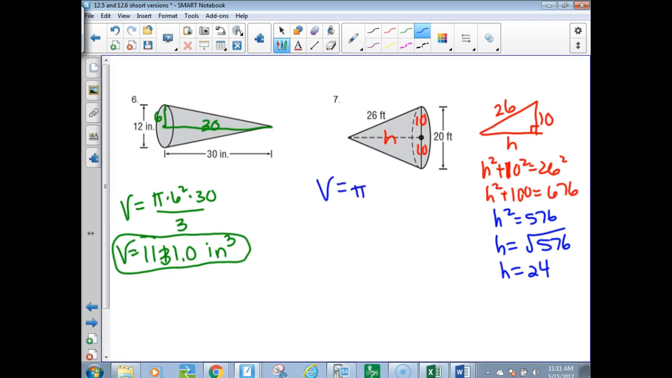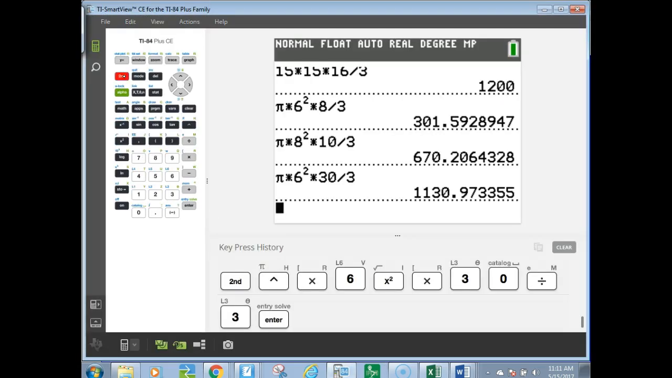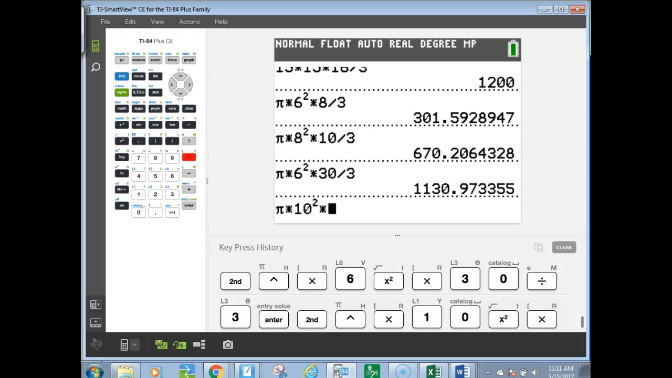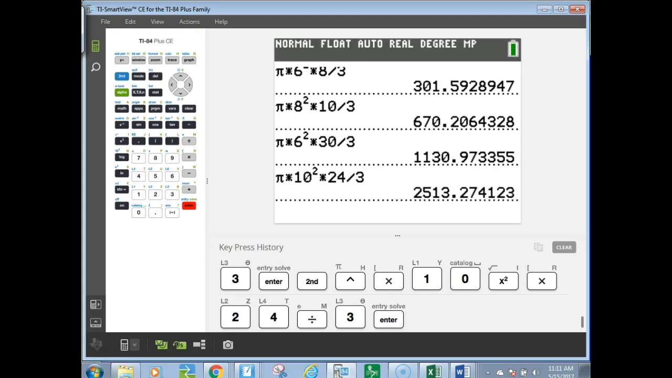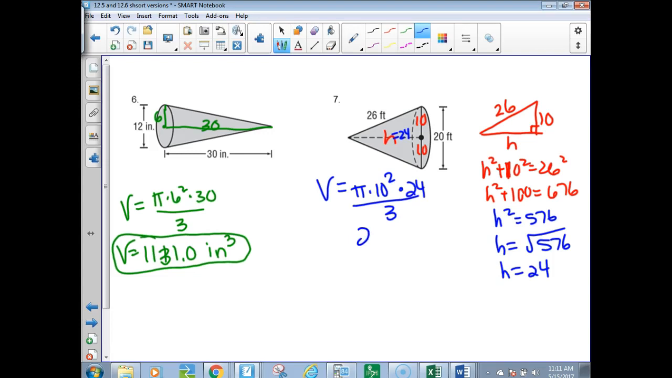All right, volume. Pi times 10 squared times the height we just found, 24, divided by 3. Cubic feet.